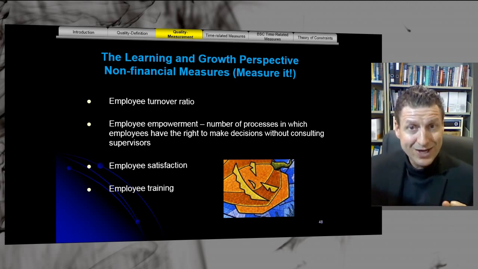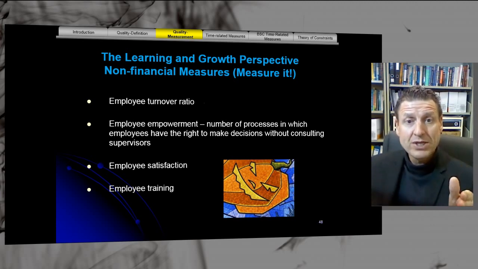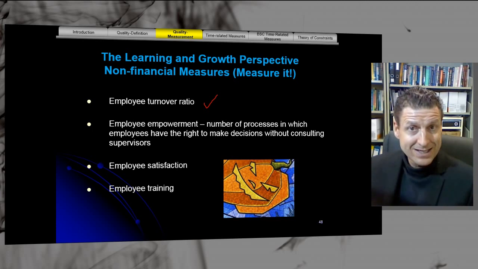Here are some questions, measures that may help to give you feedback on how the employees are being engaged in your organization. The employee turnover ratio, how often are employees coming and leaving? Okay, what's the average time for your employees? Is it less than 12 months? Is it less than 6 months? You might have a problem.